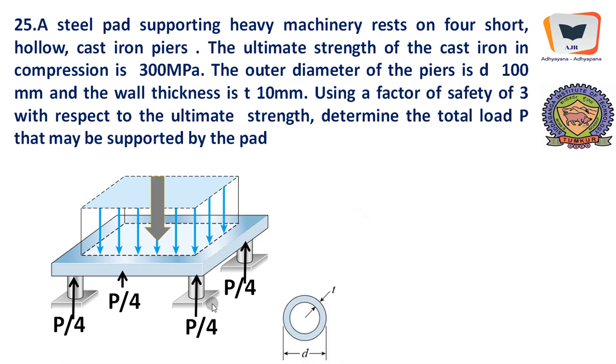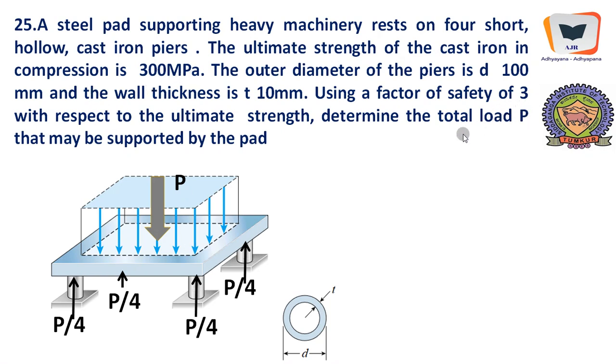As far as the supports are considered, the section is like this. This is the outer diameter and this is the thickness. Therefore, the material is available only in the annular space because it is a hollow cylindrical support. And we need to calculate the total load, keeping regard to the allowable stresses as far as the supports are concerned. The ultimate strength of these cast iron supports is given as 300 MPa.